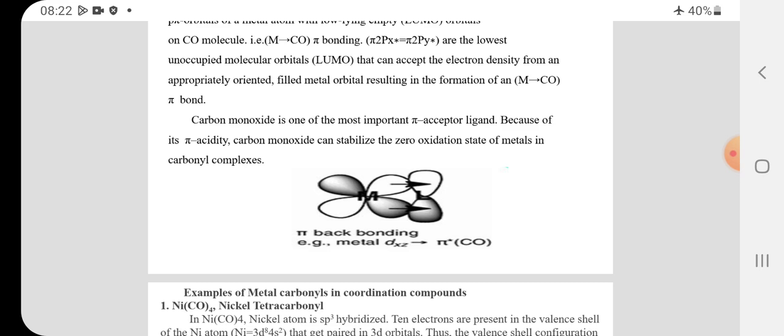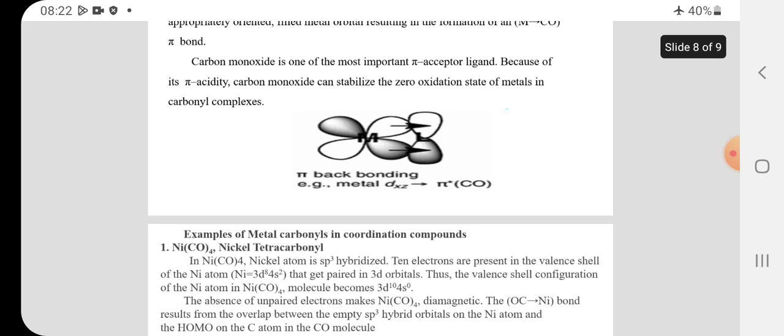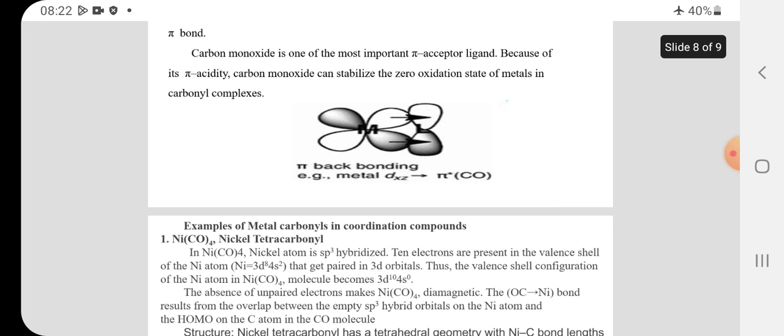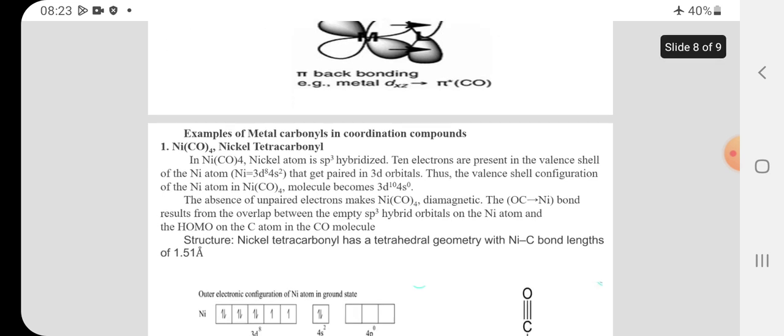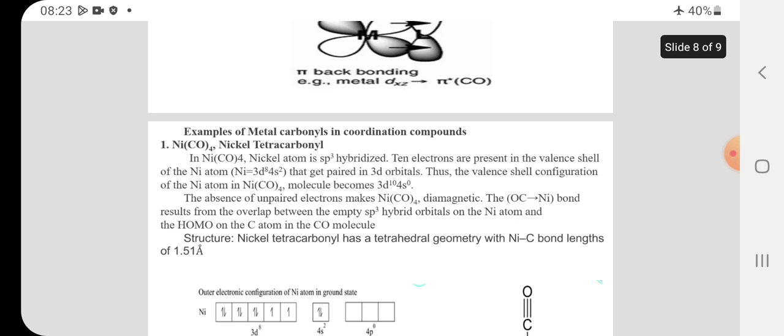Carbon monoxide is one of the most important pi acceptor ligands because it has pi acidity. Carbon monoxide can stabilize the zero oxidation state of metals in carbonyl complexes. See the image. There is a pi-back bonding example of the metal donating the electron to the carbonyl. The metal orbital dxz donates the electron to the carbonyl, forming metal carbonyl pi-back bonding.